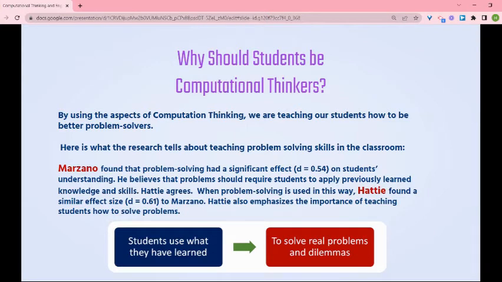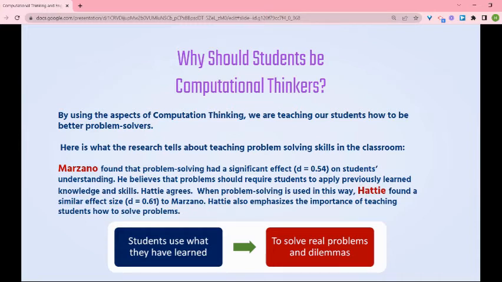So why should students be computational thinkers? We know that they should be problem solvers, but why should they be computational thinkers? That's because using aspects of computational thinking, we are teaching our students how to be better problem solvers. So not only are we providing them opportunities to practice these problem solving skills, we're going to give them some thinking processes that they're going to be able to apply to the problem solving to make that more effective and efficient. And here is what the research says about teaching problem solving skills in the classroom.